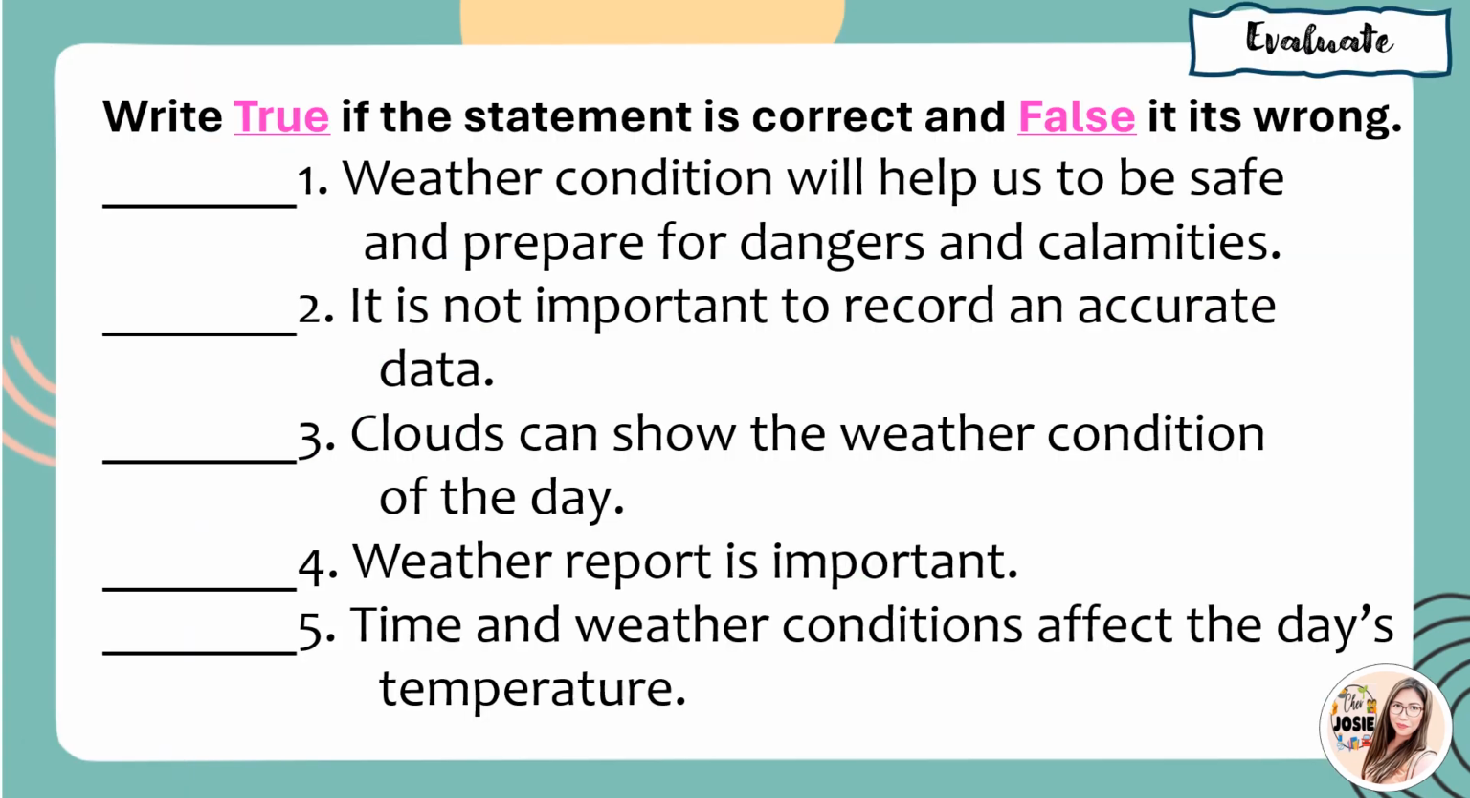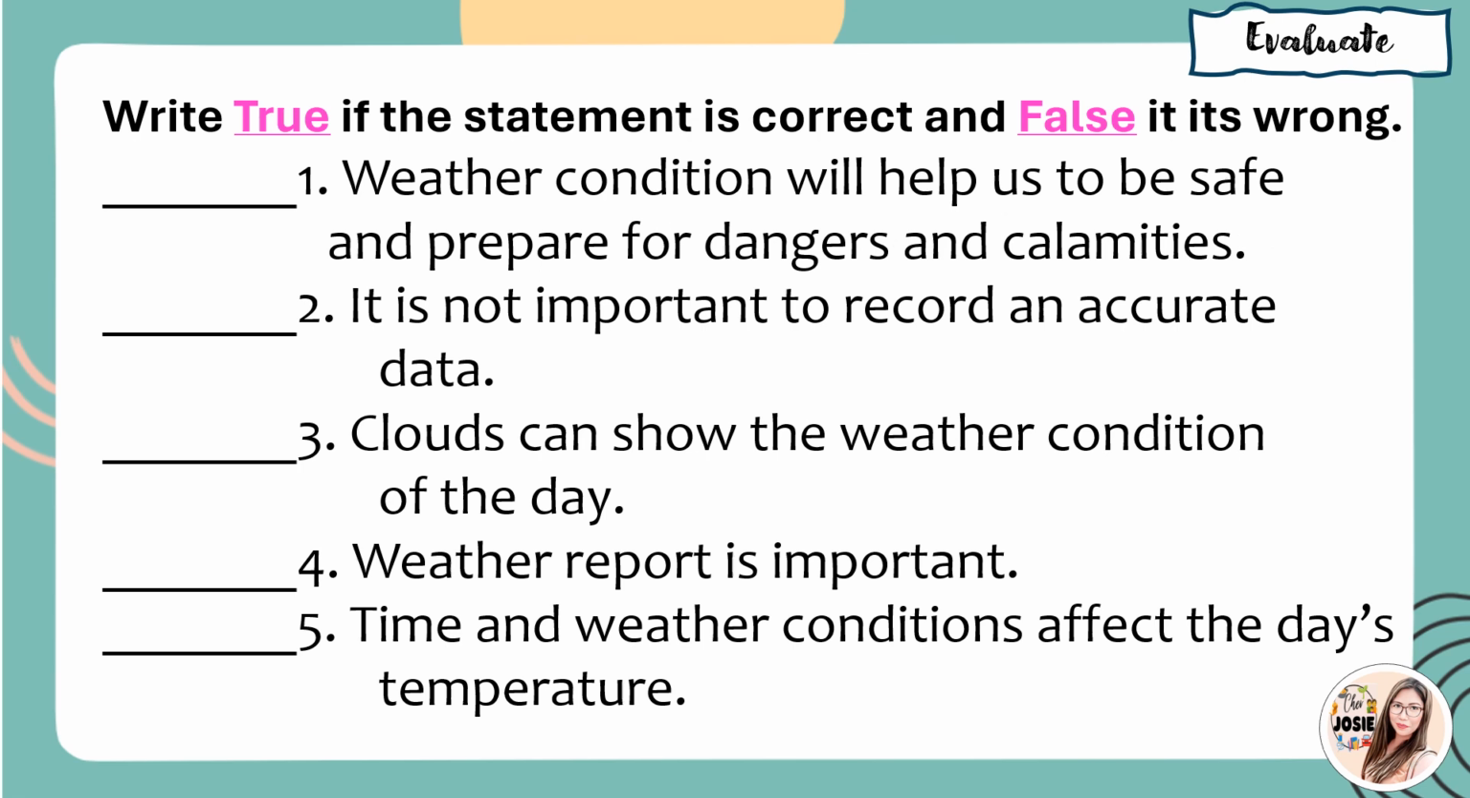To find out if you really understood our lesson, please bring out your notebook and answer this. Write true if the statement is correct and false if it is wrong. You may now begin. Let's check your answers. For number 1, weather condition will help us to be safe and prepare for dangers and calamities. The answer is true.